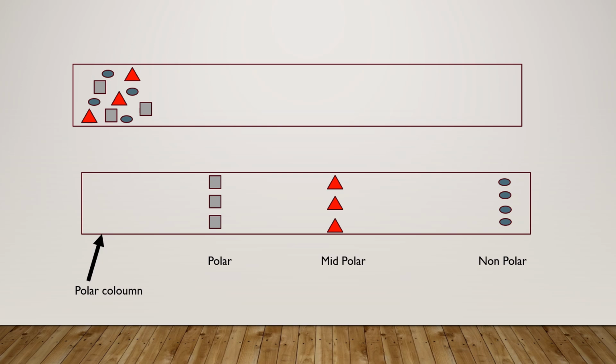So the non-polar analytes, that is circles, have more affinity towards the mobile phase as compared to the column. So they are eluting towards the detector at a faster rate as compared to the mid-polar analytes and polar analytes. So non-polar analytes are the first ones to get eluted from the column. And the mid-polar analytes are following the non-polar analytes.